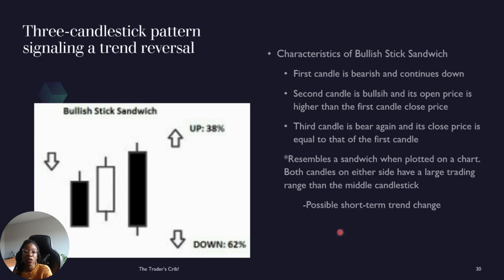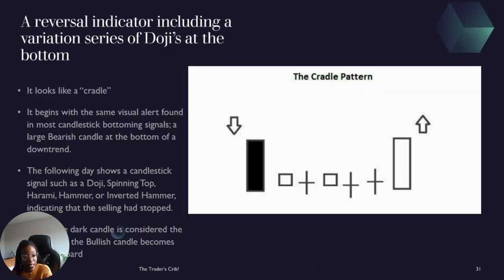A three candlestick pattern is called the bullish stick sandwich. The characteristics of the bullish stick sandwich: the first candle is bearish and continues down. The second candle is bullish and it opens higher than the first candle's close price. And the third candle is bearish again and its close price is equal to that of the first candle.